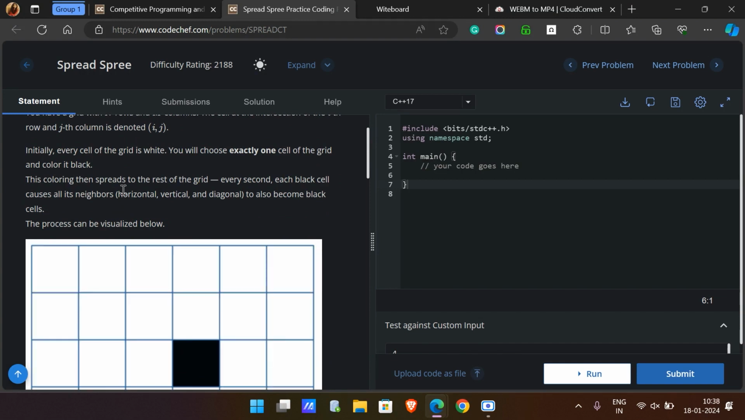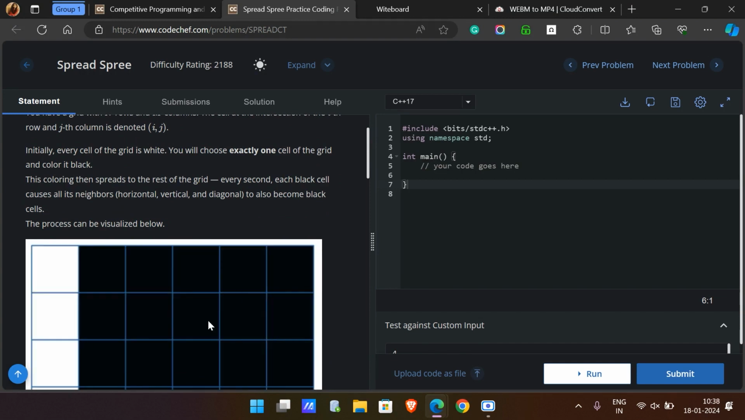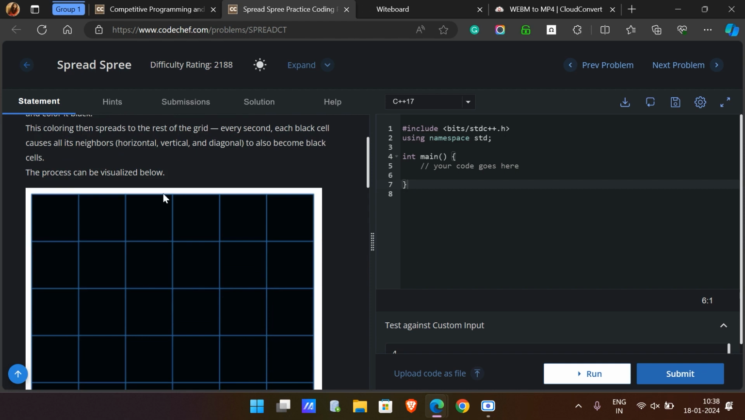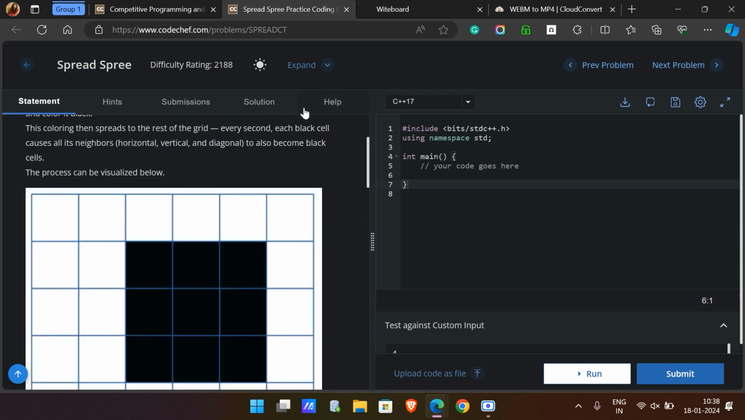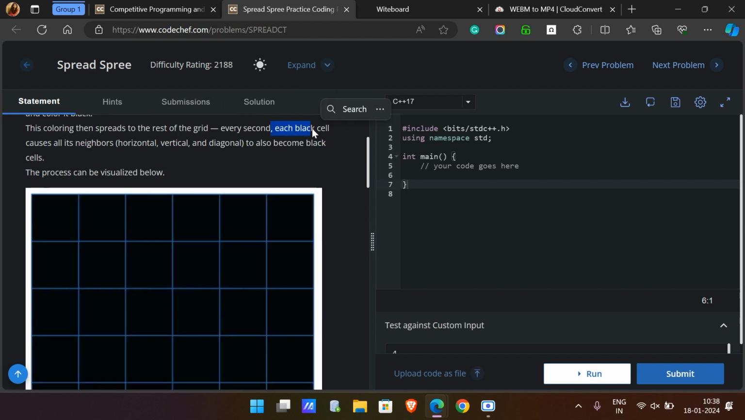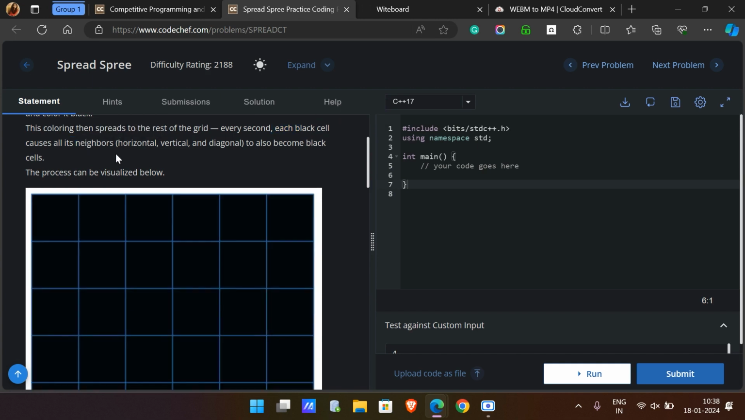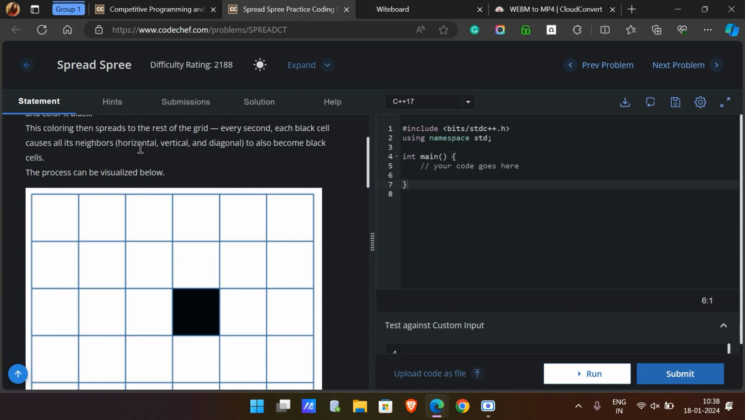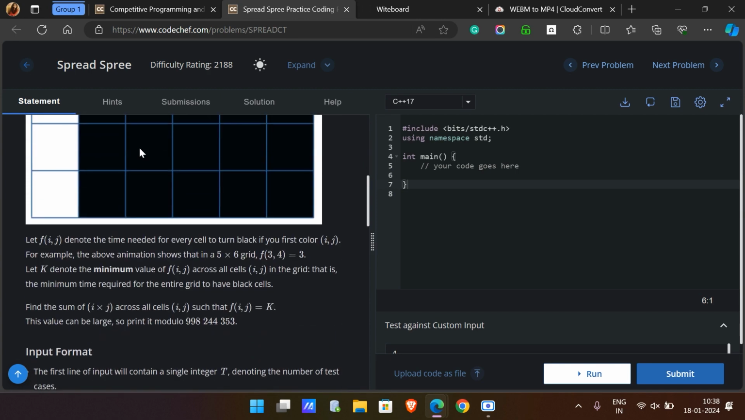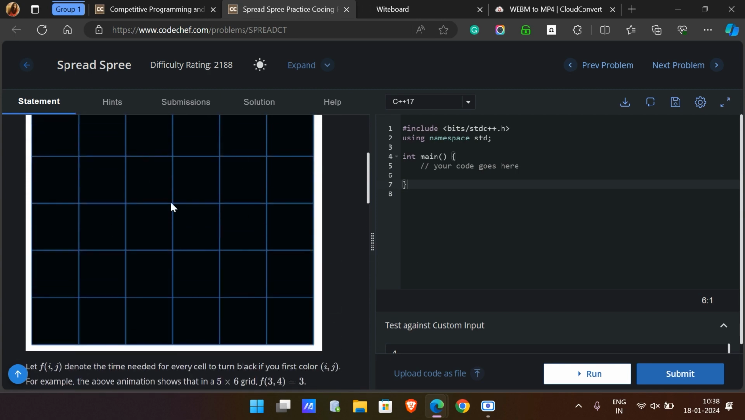This coloring then spreads to the rest of the grid, like in the picture. If one cell is black, then it will cause all its neighbors to also become black: horizontal, vertical, and diagonal, like it is in this video.